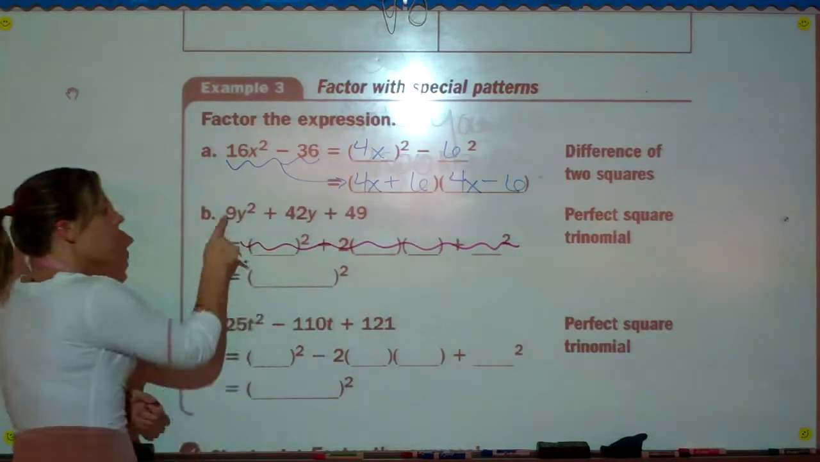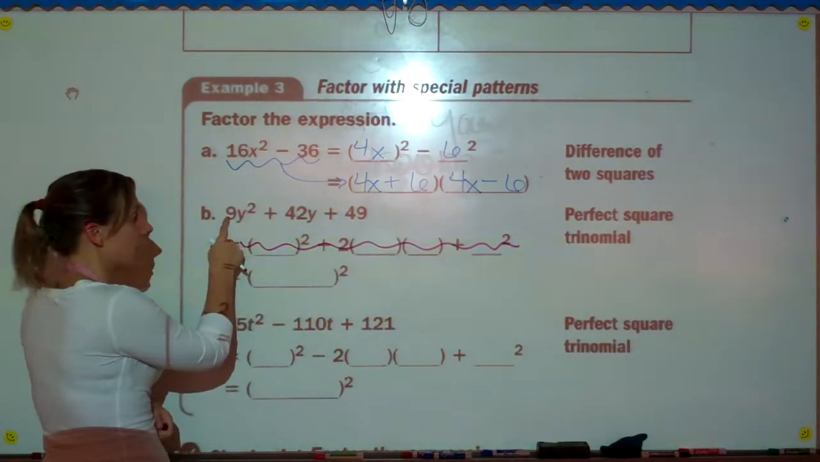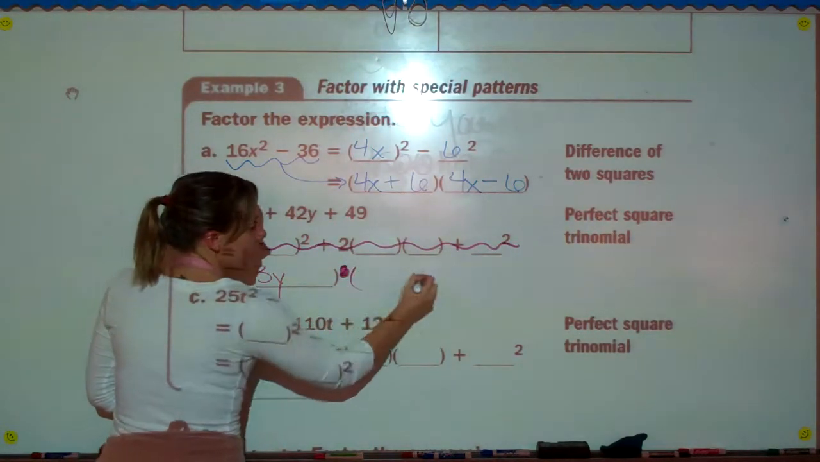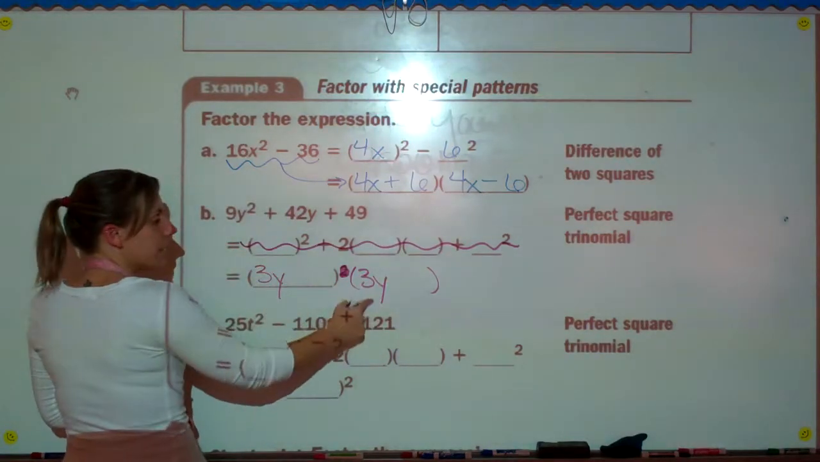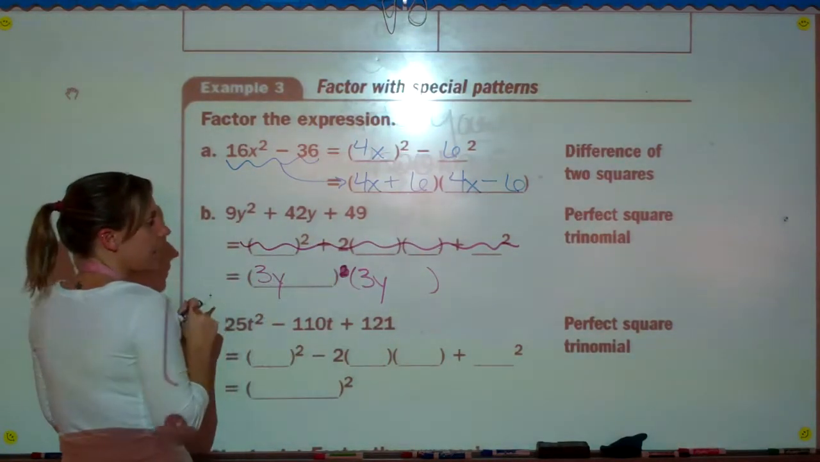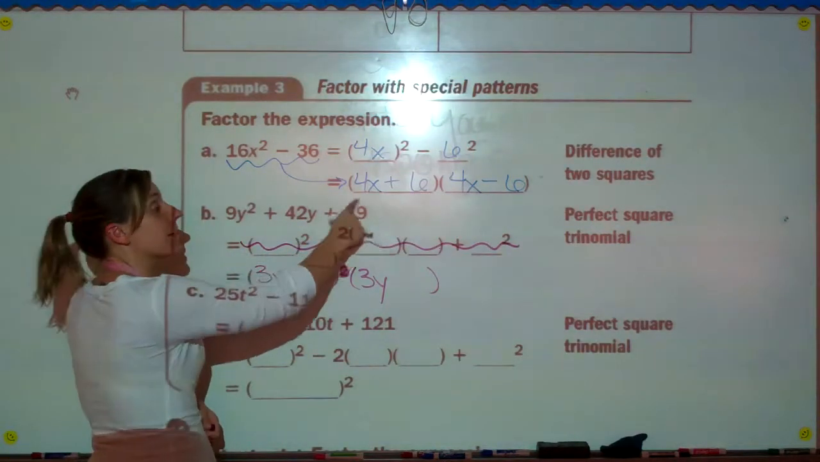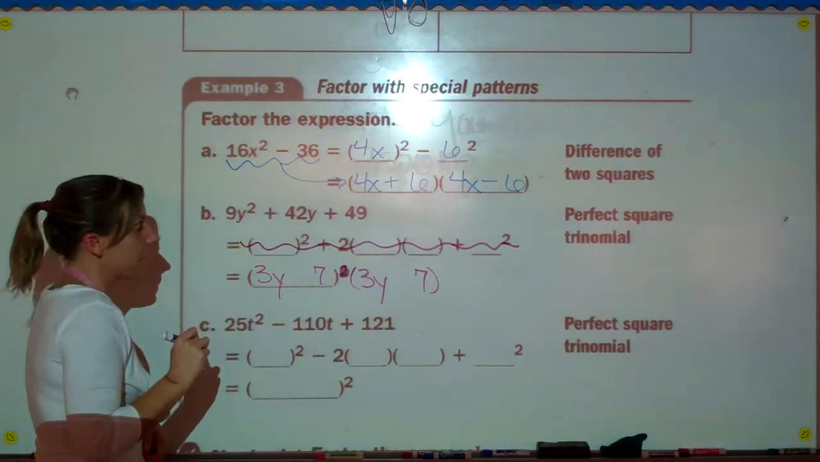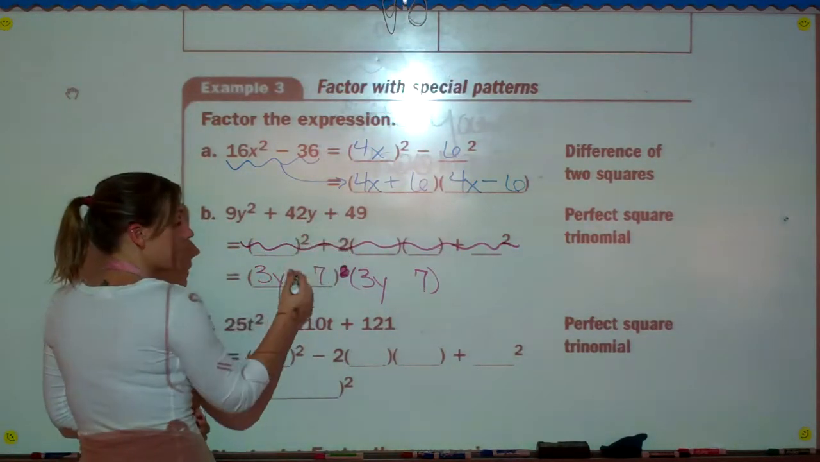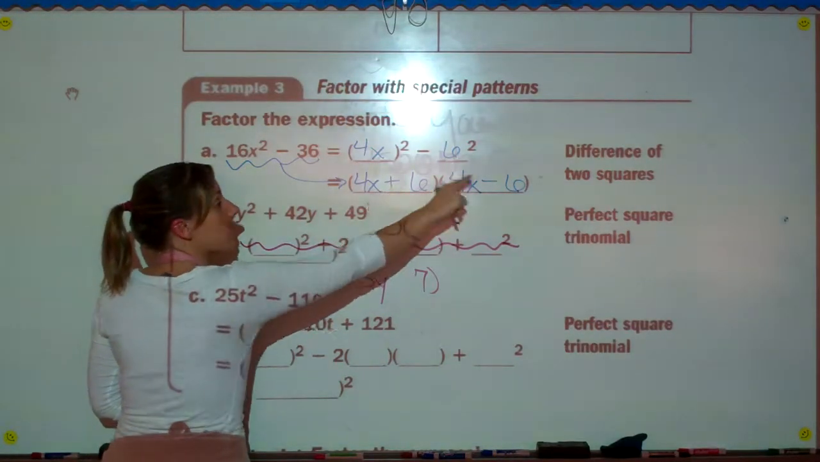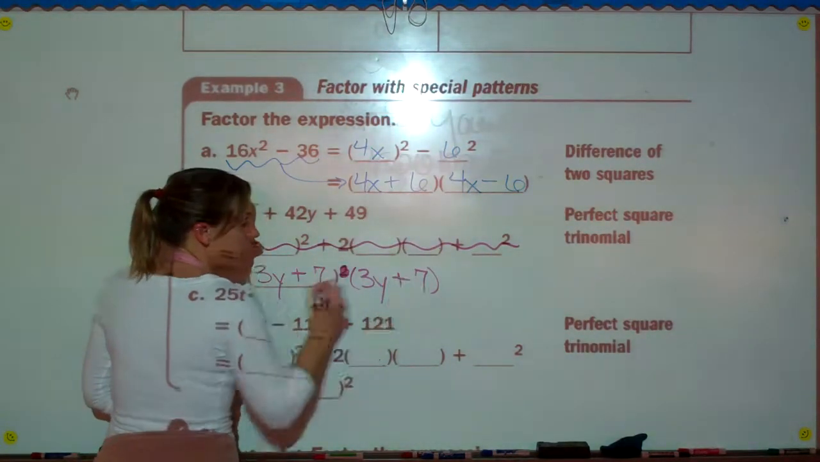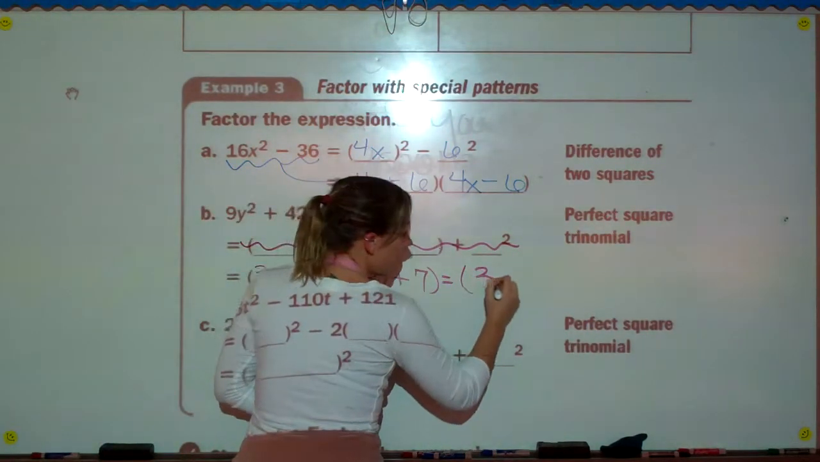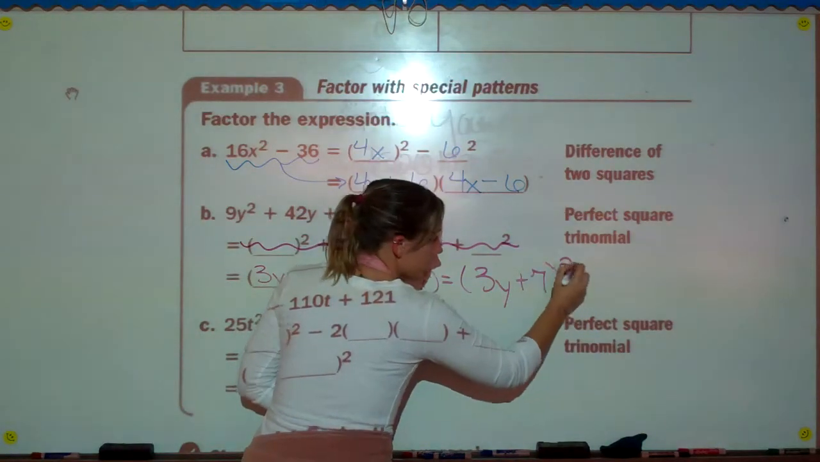I just want to ask you, what times what gives you 9y squared? Well, that's 3y times 3y. 3y times 3y gives you 9y squared. What times what gives you 49? Because that's a perfect square, that would be 7 times 7. But since it's all positive, you don't want opposites. You don't want plus and minus. You actually just want plus and plus. And then that condenses down to 3y plus 7 squared.